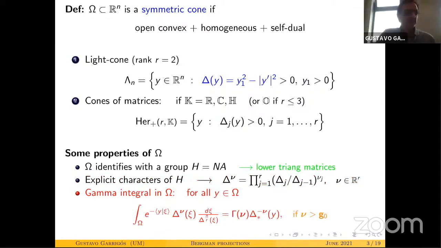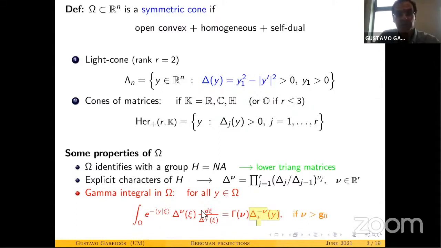And then the third tool that we need are the gamma integrals in the cone. So it turns out that you integrate over omega the exponential function, and you put here one of these generalized powers, then there is an explicit formula here because of the group action. This converges if and only if nu is bigger than a fixed number, that maybe later I will say what it is. And then you recover here a constant, which is the gamma function in the cone. And again, you recover the generalized power to the minus nu, exactly like you would do in one dimension.